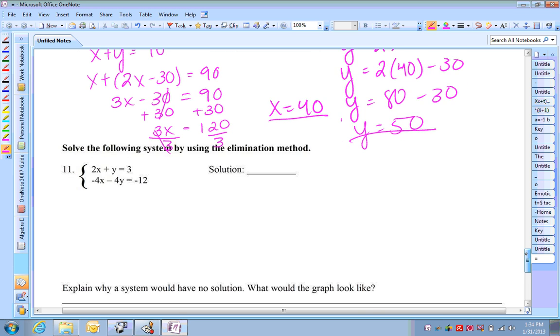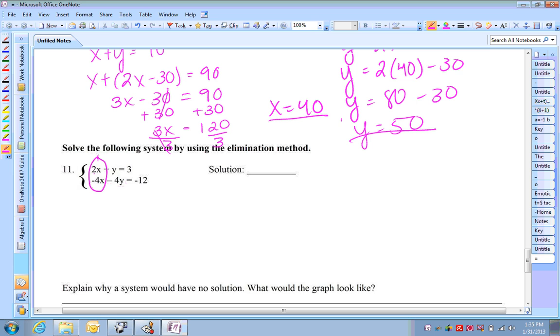Okay, on problem 11, they want us to solve by elimination. So using elimination, we have to get a zero pair with one of our variables. And it's important that our x's are on top of our x's and our y's are on top of our y's, which they are, so our terms are aligned. And now I'm going to choose to eliminate my x values. If you choose to eliminate your y values, that's completely okay too. So I want a zero pair with my x values.